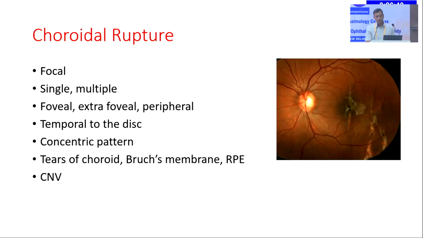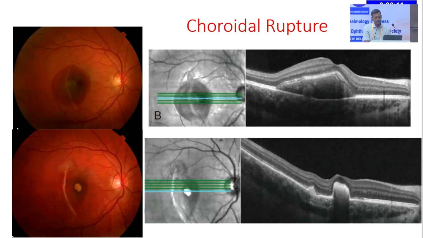So choroidal rupture is another condition where there is a crescentic rupture of the choroid, just temporal to the macula or concentric to the disc. It can be focal, single, or multiple. It is generally temporal to the disc, generally in a concentric pattern, and it is generally because of a tear of the choroid, Bruch's membrane, and the RPE complex. Long-term follow-up is essential for these patients because of the breach of the RPE and the choroid. There can be development of choroidal neovascularization, which has to be treated with anti-VEGF injection.